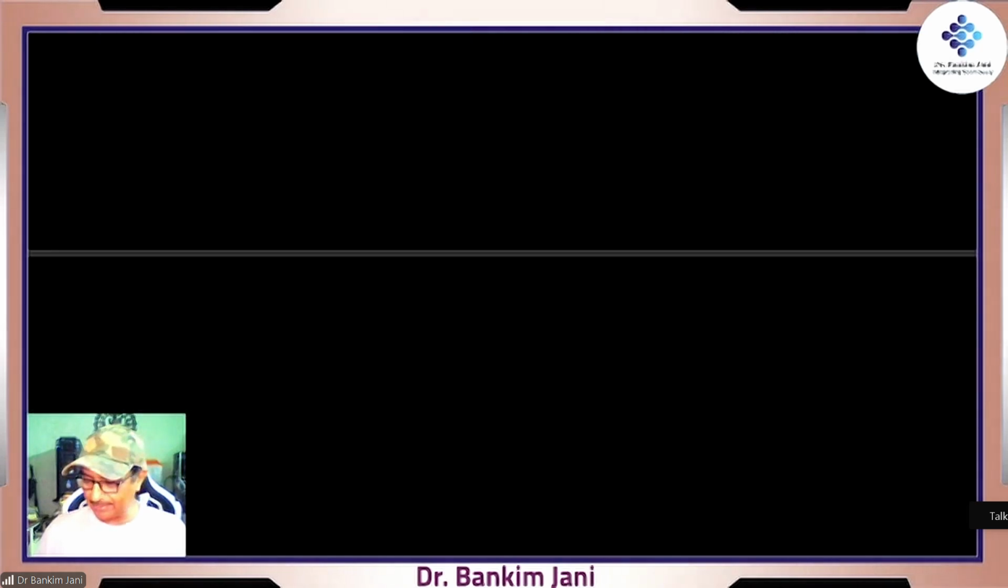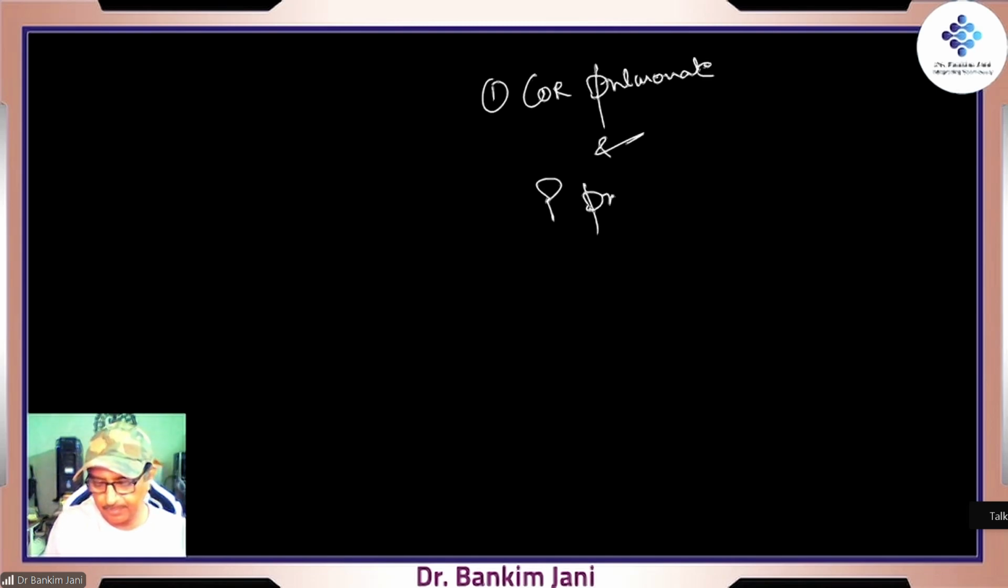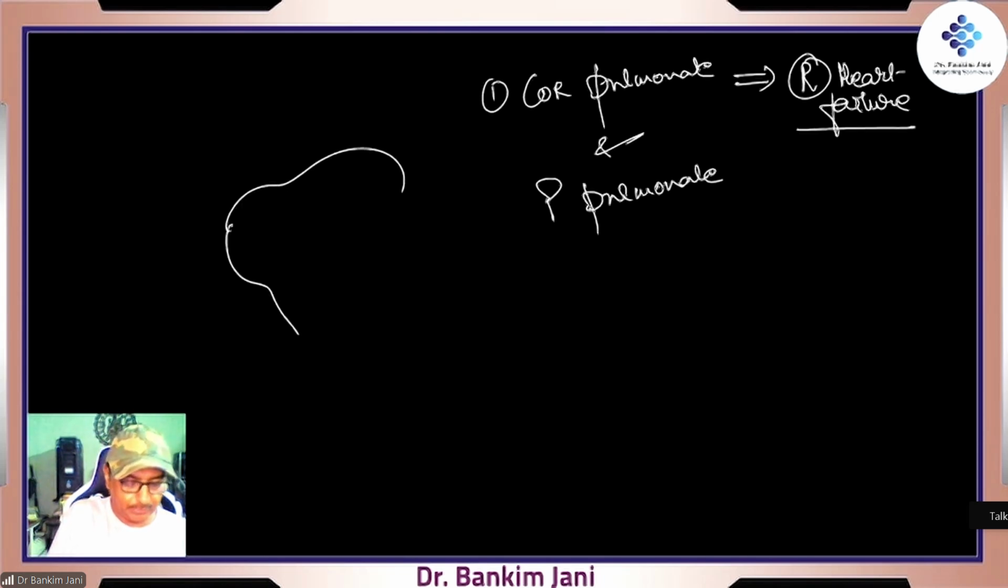By the way, some emails were received. One, the difference between cor pulmonale and P pulmonale. Very simply speaking, cor pulmonale is right heart failure. Though its name is like cor pulmonale, this is the right heart failure which is normally due to afterload, correct? So let's draw it very quickly.